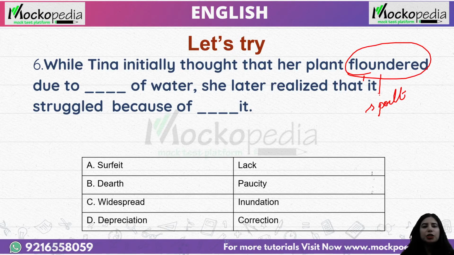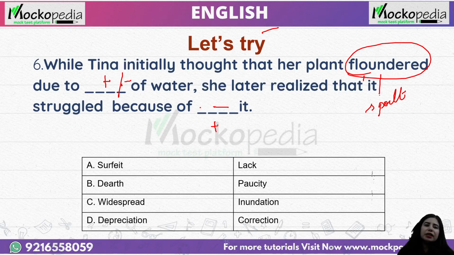While Tina initially thought that her plant floundered due to dash of water, she later realized that it struggled because of dash of it. So you are going to see that we are talking about what happened to Tina's plant, of course, that has spoiled. So there is this transition while, so there would be two opposite ideas fitting. So either there can be this situation that she thought that they failed because there was less water, but then she realized that there was more water. So either if positive comes here, negative comes here, and if negative comes here, positive will come here. So there can be two possibilities.